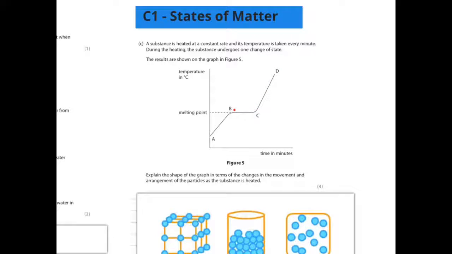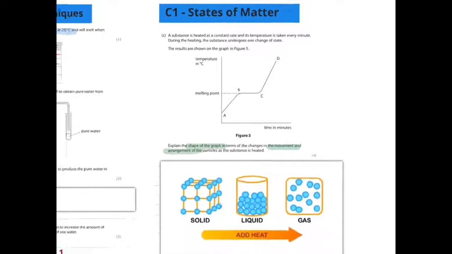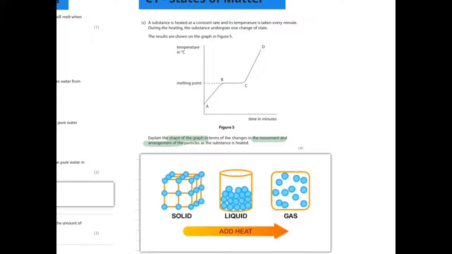So whenever you see this leveling off, this plateau on a cooling curve, a change of state is happening. Here we're going from solid to liquid. So explain the shape of the graph in terms of the changes in the movement. So make sure you understand what you have to do here. Movement and arrangement of particles as a substance is heated. You have to explain the shape of the graph. So you have to tell me what's happening on the graph and then why it's happening relating to movement and arrangement. This is probably the longest 4-mark answer I've ever seen in an exam paper.